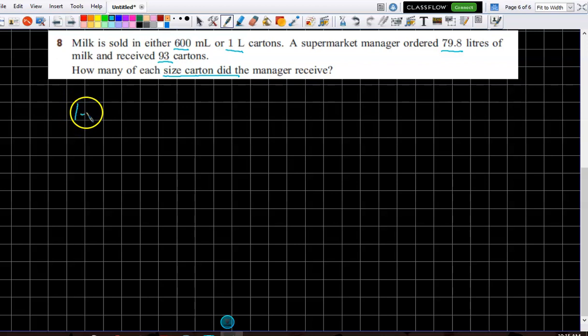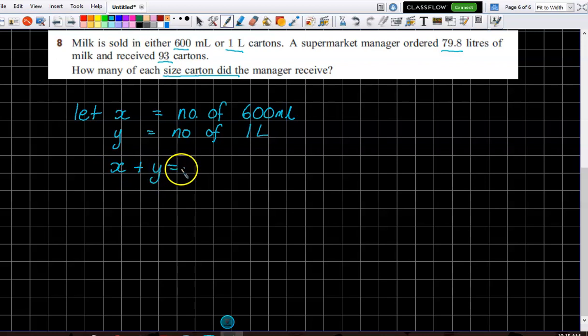So we're going to say let X equal how many size of each carton? So the number of, what do you want X to be? The number of 600 mils. And Y is the number of 1 litre. So how many cartons has he got altogether? 93. So is everyone happy that it's X plus Y equals 93?